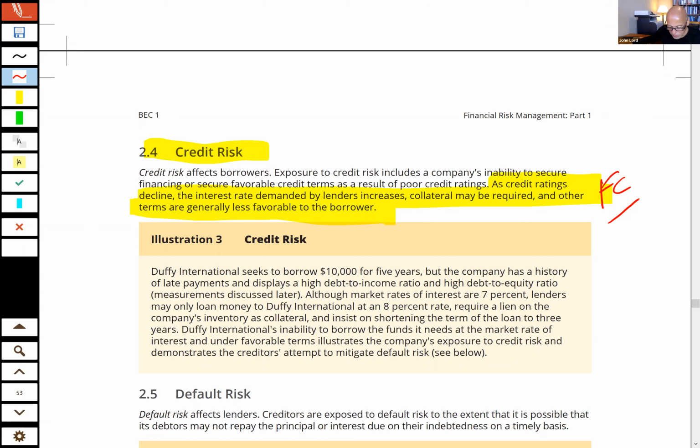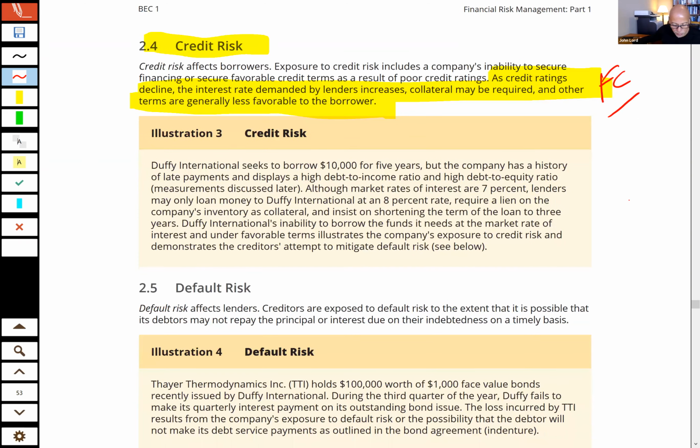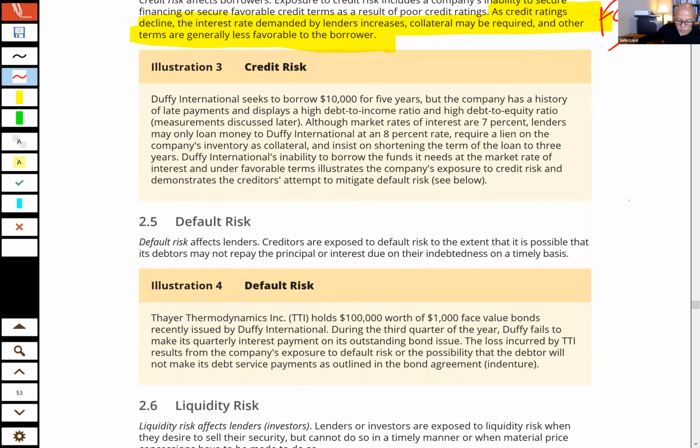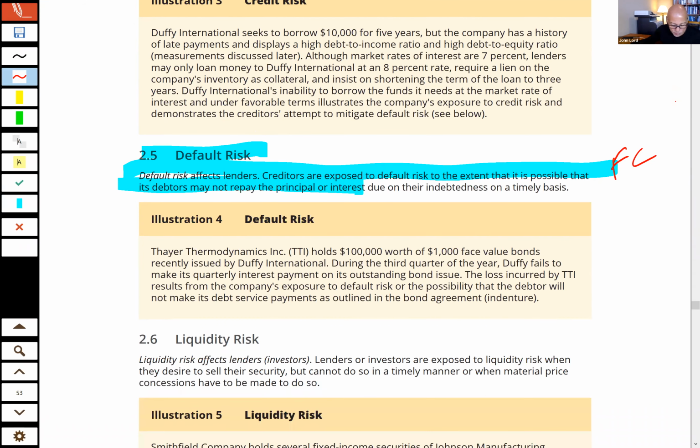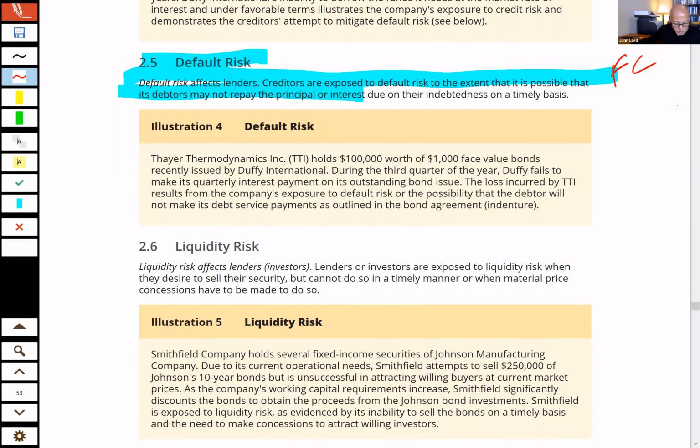Okay, and again, I'm not going to necessarily go through examples where the thing to me seems very clear as to what we're talking about. Default risk affects lenders. Creditors are exposed to default risk to the extent that it is possible that their debtors may not repay the principal or interest. We consider that default risk. You can flashcard that. Again, I'm not going to go through examples when it's pretty obvious what we're talking about.